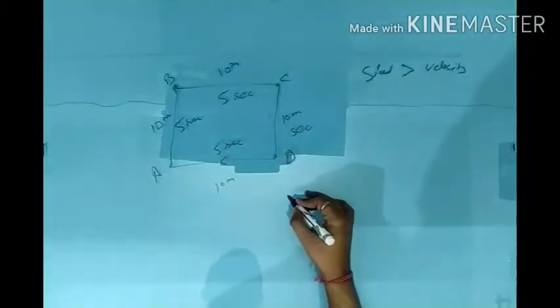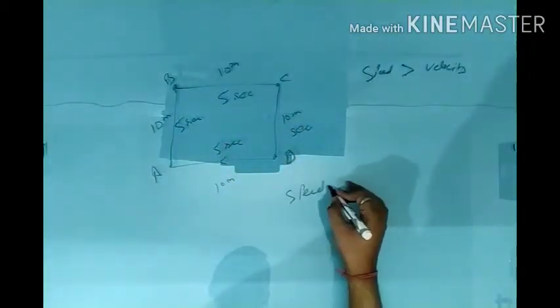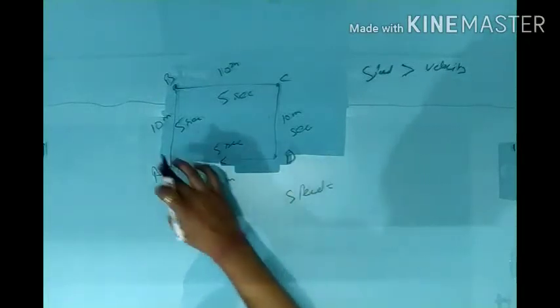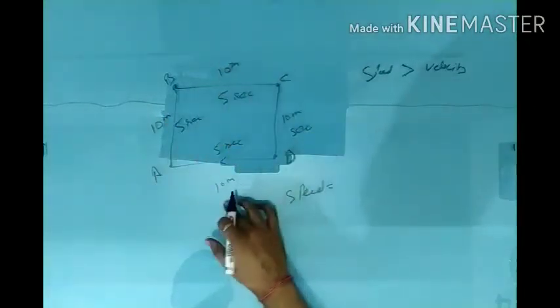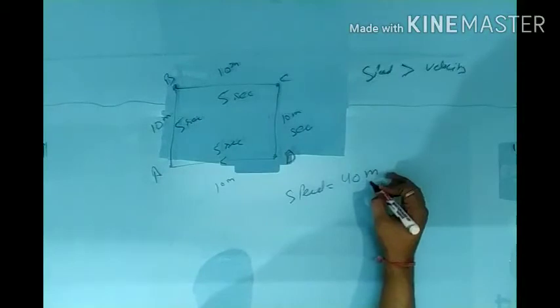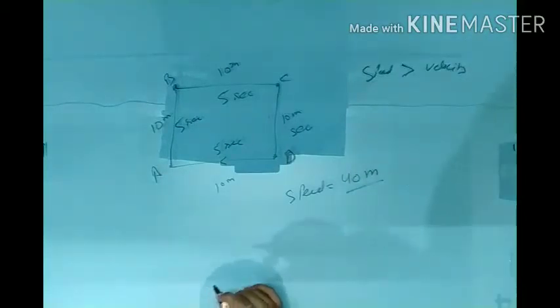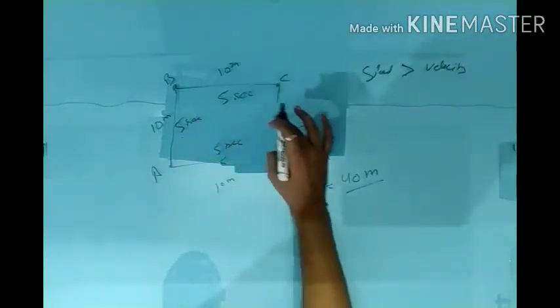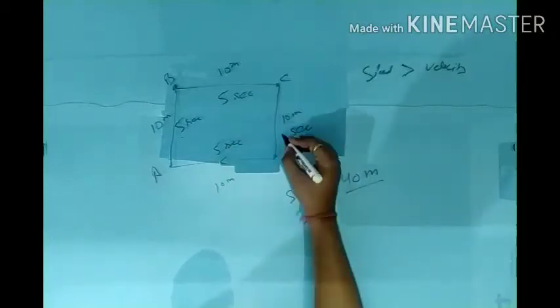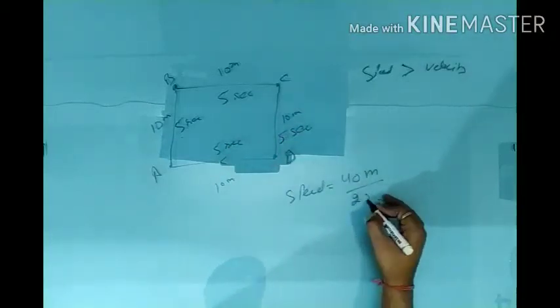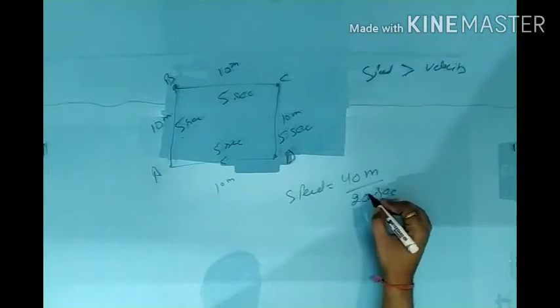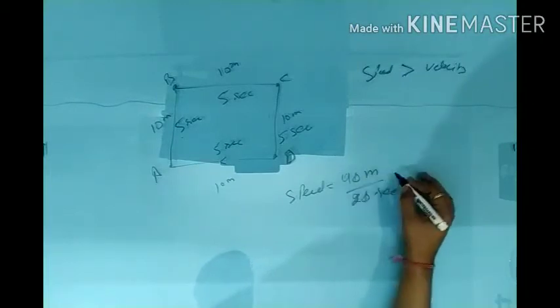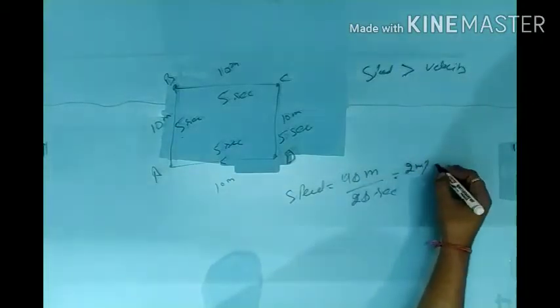So for this we have to find the speed. And what will be the speed? It means 10 plus 10 plus 10 plus 10, which is 40 meter. Now what time does it take? 5 plus 5 plus 5 plus 5, which is 20 seconds. So again speed is 2 meter per second.